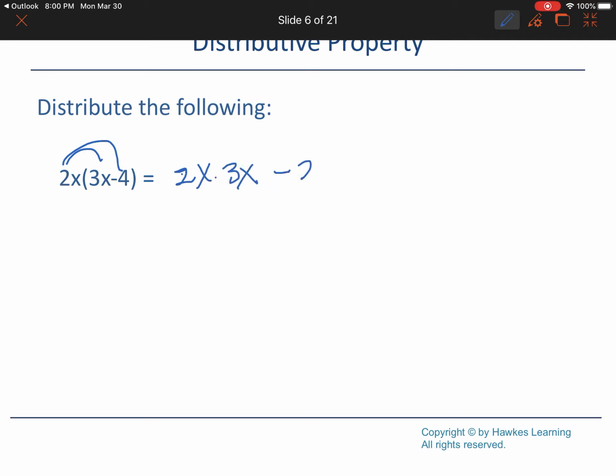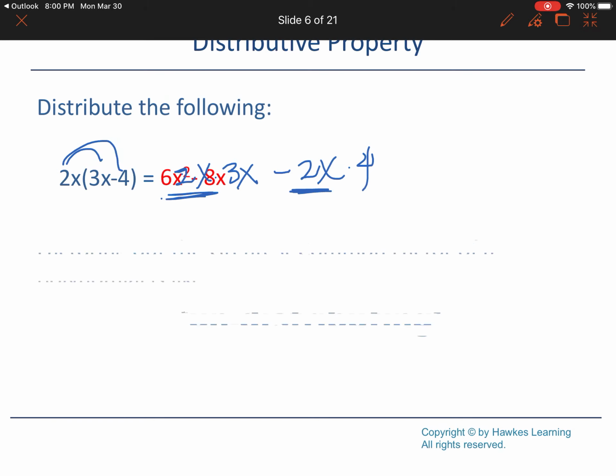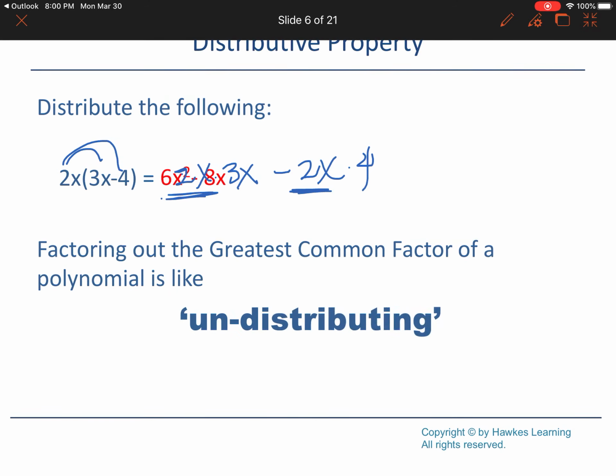2x times 3x, and then we'd have minus 2x times 4, right? So do you see how that 2x is in both of them? Right, that means that if we were going backwards, that would be a common factor, right? So when you're working with a polynomial, when you're trying to factor out the greatest common factor, it's kind of like undistributing, right? We will undistribute.